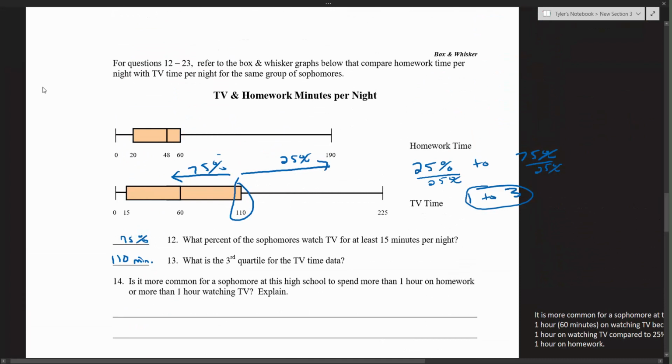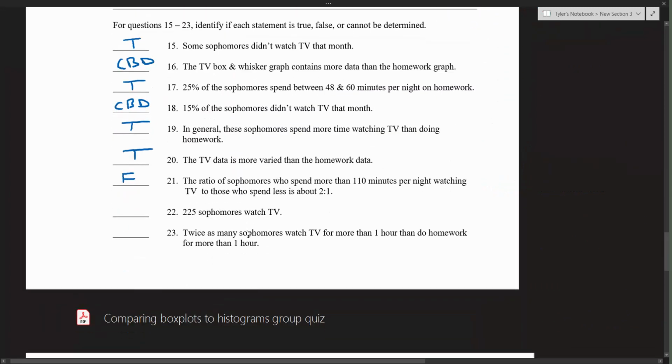And then number 22 says 225 sophomores watch TV. Looking at this box plot, we have no idea of the quantity of people who do these things, so this would be cannot be determined. We can't answer that kind of question. And then 23 says twice as many sophomores watch TV more than 1 hour than do homework for more than an hour.